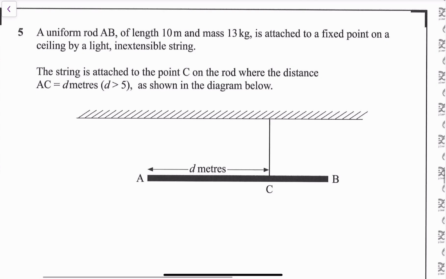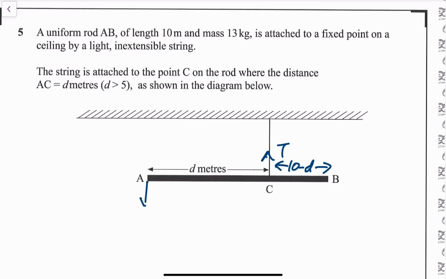Okay, next one. Question 5 says a uniform rod AB of length 10 and mass 13 kilograms is attached to the fixed point on the ceiling by a light inextensible string. There'll be some tension in this string then. String is attached here at the point C on the rod where the distance AC is D and D is greater than 5. We don't know what D is, and I imagine we're going to have to find it, but that distance there is going to be 10 minus the D.